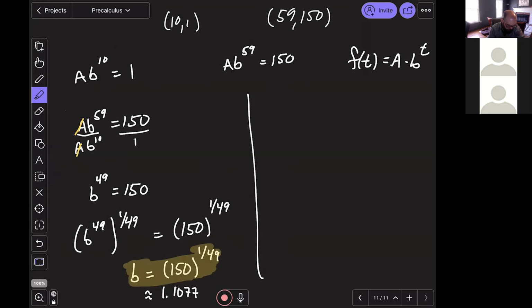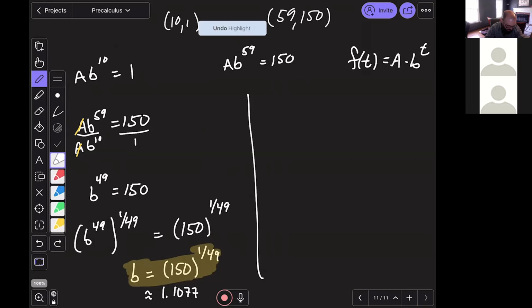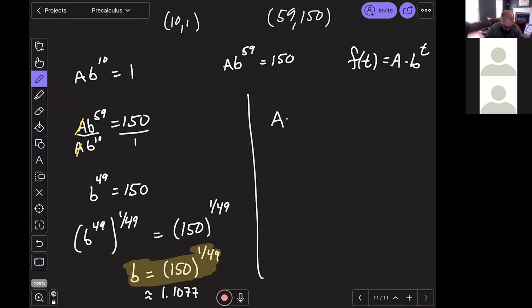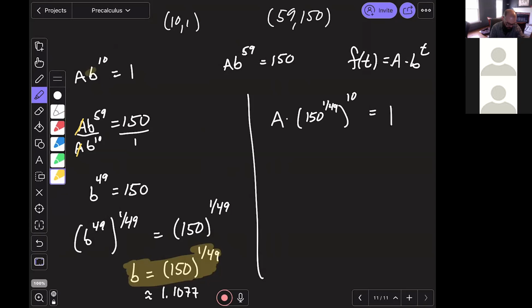Okay, so next step, I need to figure out what A is. A times B to the 10th power, I know, is equal to 1. And then we said B is this 150 to the 1 over 49. So all I did here is take this B in this equation right here and replace it with 150 to the 1 over 49.